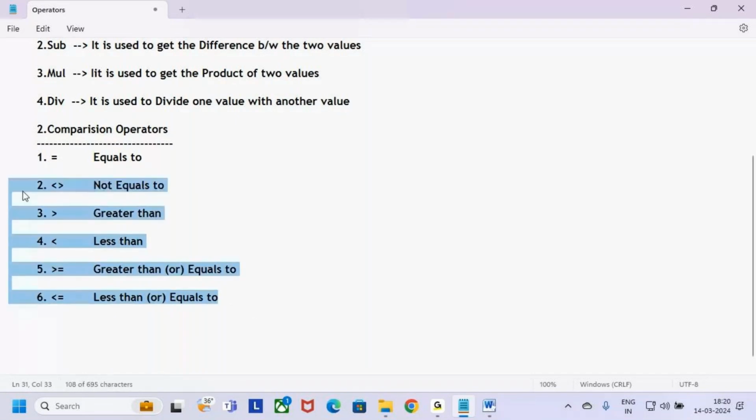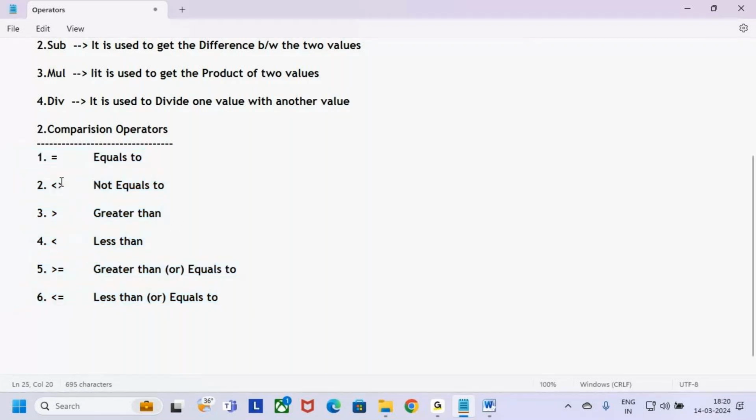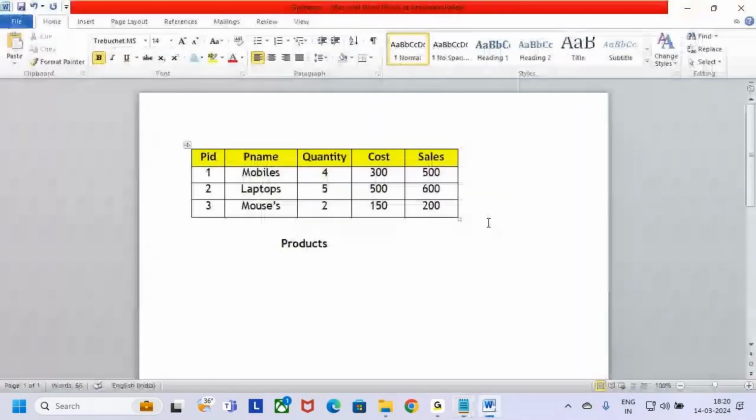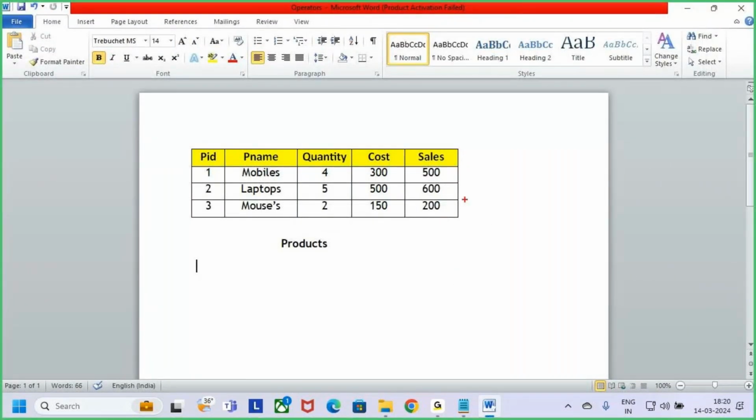Already you know that. Just let me give some scenarios, guys, on when to use these comparison operators. Let me go to the Word document again. Now try to understand what my requirement is here. First of all, let's say in this table, how many products are there? 3 product details are there.